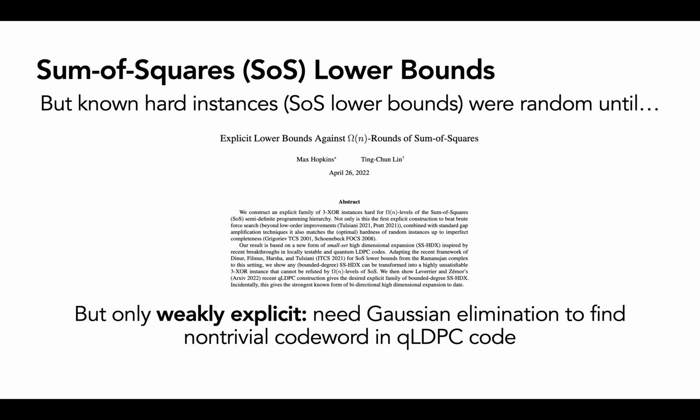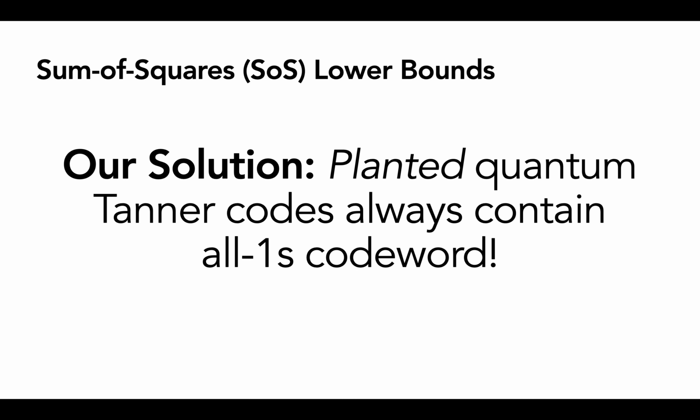And we resolve this problem by simply applying our planted quantum Tanner codes, because these always contain the all ones code word. So we don't have to do any Gaussian elimination to find a non-trivial code word. We know that the all ones code word is a non-trivial logical code word in these codes.